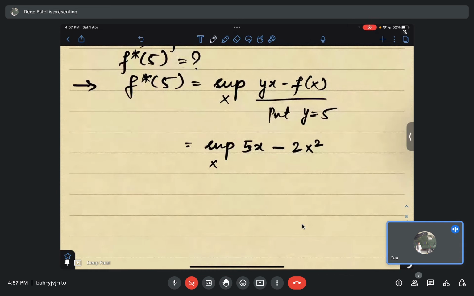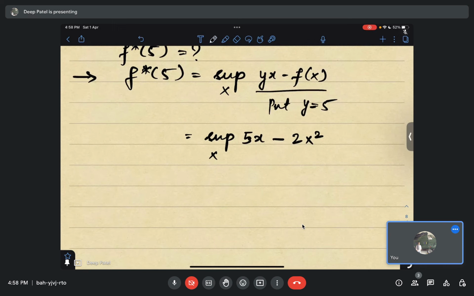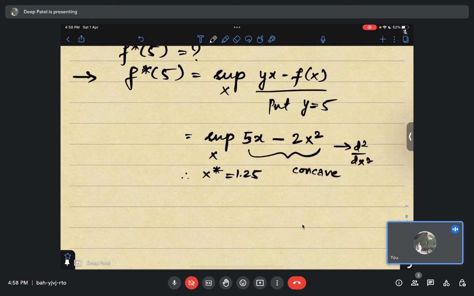And the thing is, this is an unconstrained optimization problem. So here we just do our usual analysis. Just take derivatives. So x star I think should be 5 by 4, 1.25. And this is concave, that you can just check from the double derivative test. The double derivative is simply minus 2. So it's a concave function, and this is a local maximum, local or global, doesn't matter.